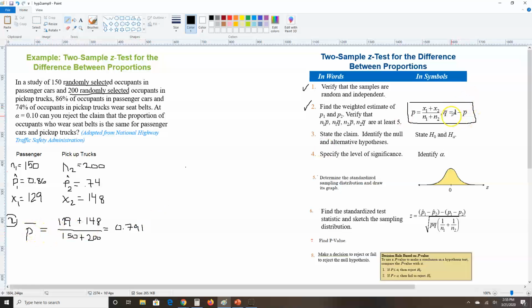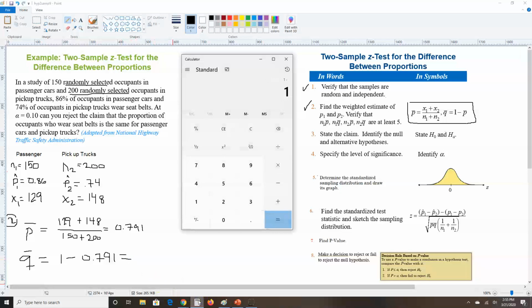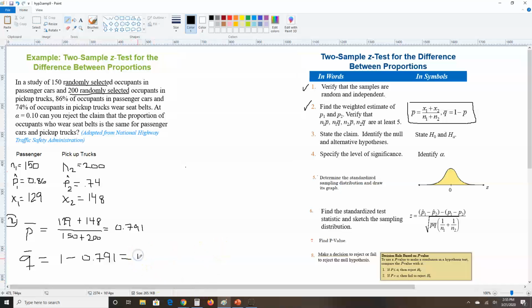However, I also need to find Q bar. And how do we find Q bar? 1 minus P bar. And my P bar was 0.791. That's what we got right above. So subtract these two. 1 minus 0.791. I got 0.209. That's my Q bar. And I did step number 2.